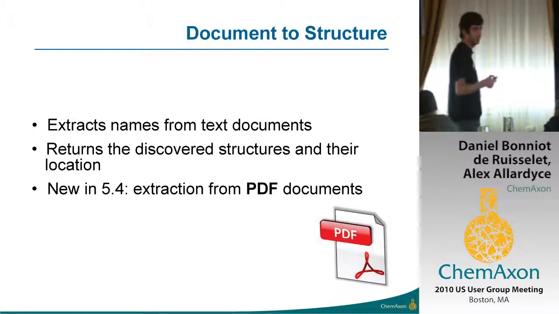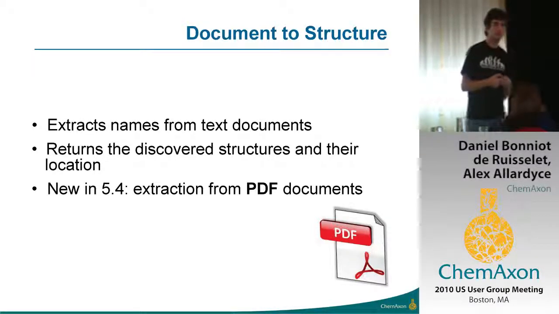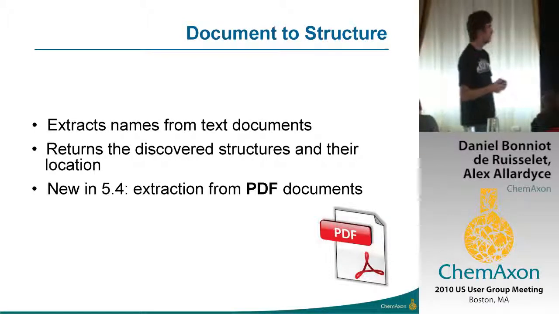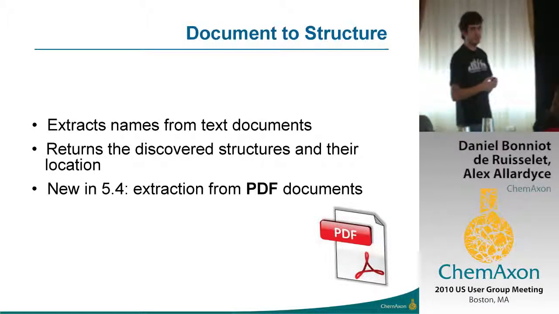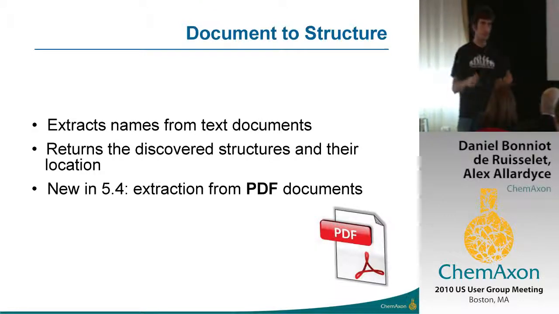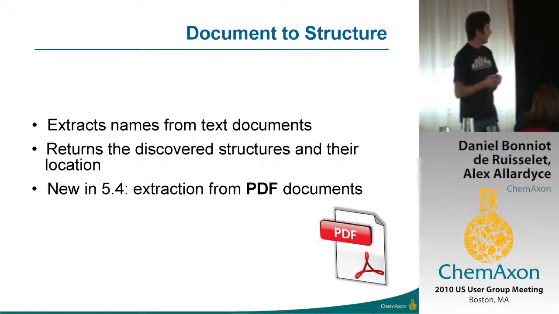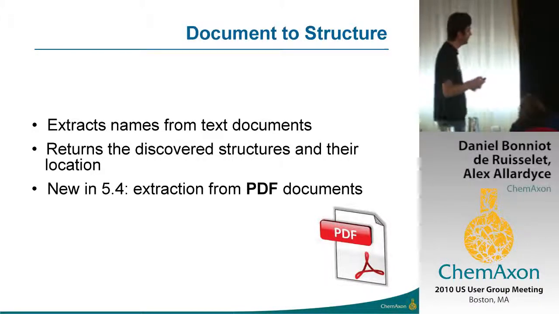So obviously, because name to structure is improving, then directly the document to structure is going to improve at the same time, the quality and the coverage of it. But we still have a feature that many people requested, which is that you can actually throw a PDF document at it, and if it's a text PDF, so not scanned images, but if it has text in it, then it will convert the PDF to text and find the names inside the PDF. So we hope it's going to please many people who requested it.